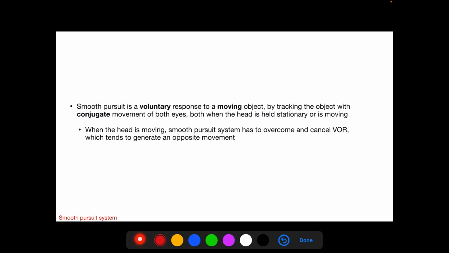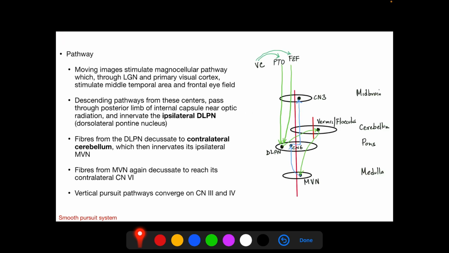Smooth pursuit is a voluntary response to a moving object, and it enables us to track the object with conjugate movement of both the eyes, and it can occur whether the head is held stationary or is moving. However, when the head is moving, the vestibulo-ocular system automatically comes into action, and the smooth pursuit system, in order to track the moving object, has to overcome and cancel the response of the vestibulo-ocular system, which tends to generate a movement in a direction opposite to the smooth pursuit.